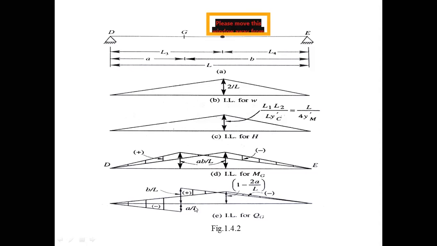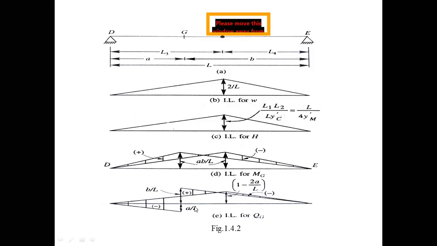F is not at the center. The third hinge is not located at mid span. For this case, this is the influence diagram for intensity of flow as shown in figure B. Influence lines for horizontal reaction for that case are shown in figure C, influence lines for bending moment at F and G, at a particular point G, are shown in figure D, and influence lines for shear force at point G, this one.